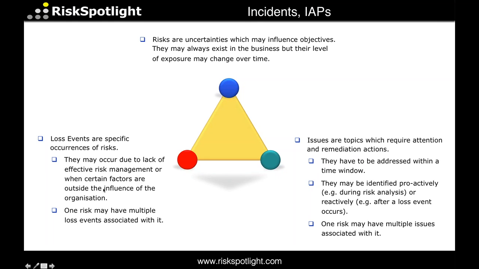But loss events are the ones which happen. So loss events have a start date and an end date. And then issues also have a start and an end date, but you only define issues to identify any problems in how you're managing the risk, and then to fix those problems, we create action plans.